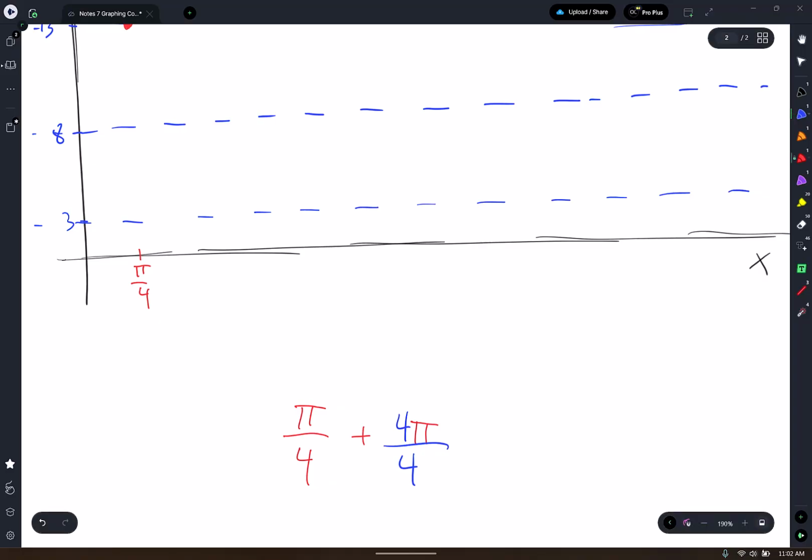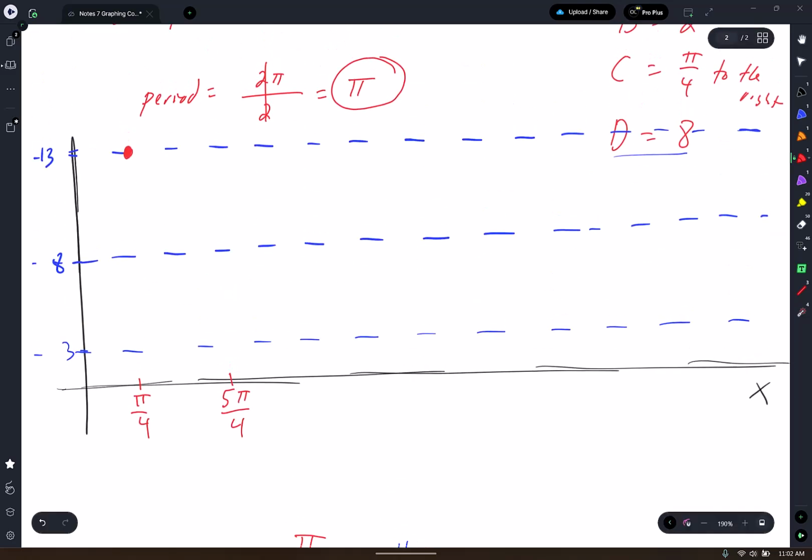Check it out. What's pi over 4 plus 4 pi over 4? What's 4 plus 1? So this next one is 5 pi over 4 right here. 5 pi over 4 points. Oh, that's at the mid. You should be at the max, not the mid. Max. I'm going to add another pi. So just add 4 to 5. What's 5 plus 4? So this is 9 pi over 4.